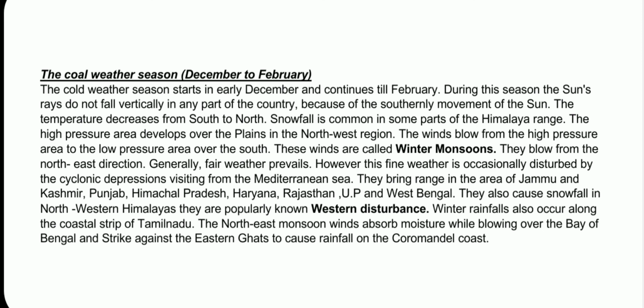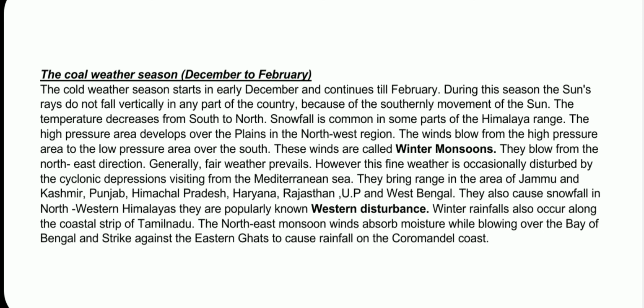A high pressure area develops over the plain in the northwest region. The wind blows from the high pressure area to the low pressure area over the south. These winds are called winter monsoon. They blow from the northeast direction. Generally, fair weather prevails. However, this fine weather is occasionally disturbed by cyclonic depressions visiting from the Mediterranean Sea.